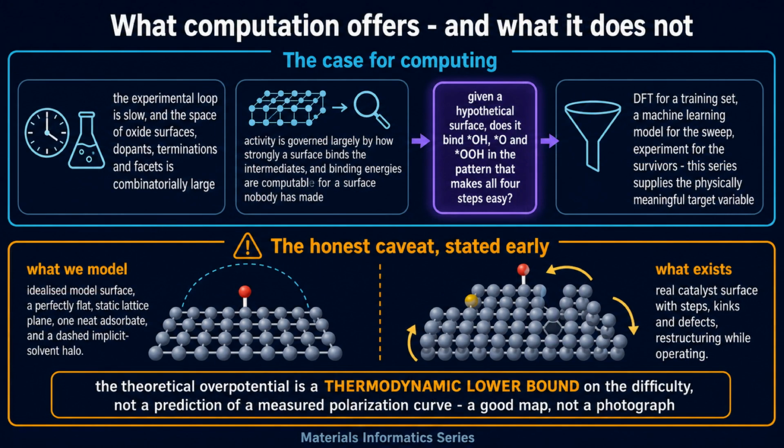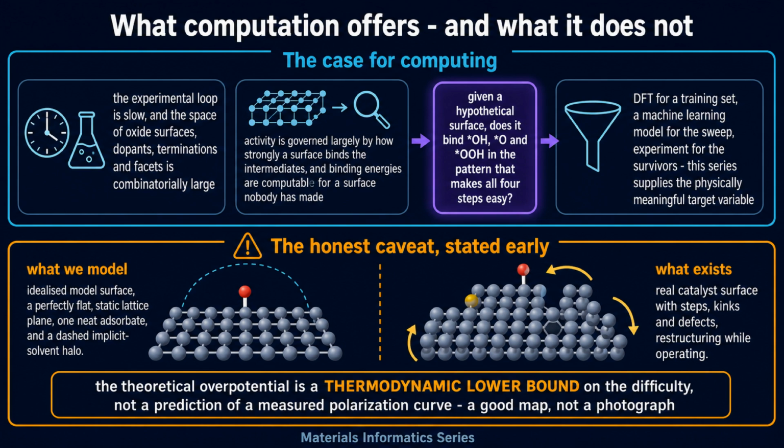Why spend a series on quantum chemistry rather than experiments? The experimental loop is slow, and the space of plausible oxide surfaces, dopants, terminations, and facets is combinatorially large. Computation can ask the deciding question before synthesis, because activity is governed largely by how strongly a surface binds the intermediates, and binding energies are computable for a surface nobody has made.